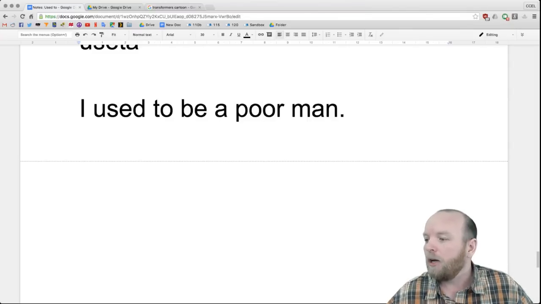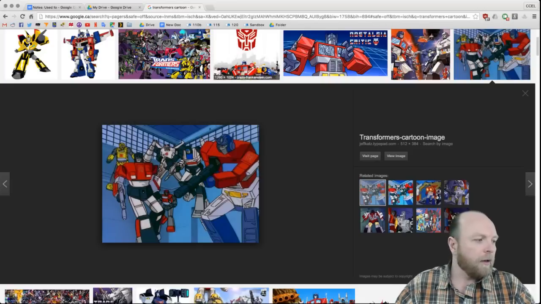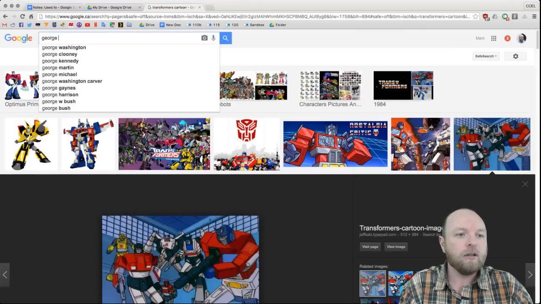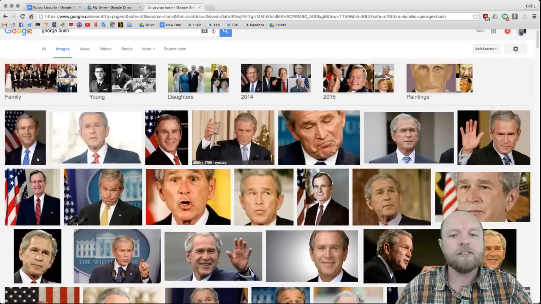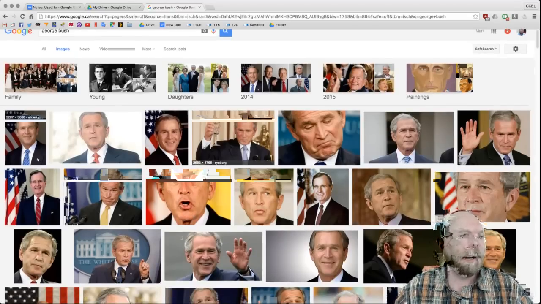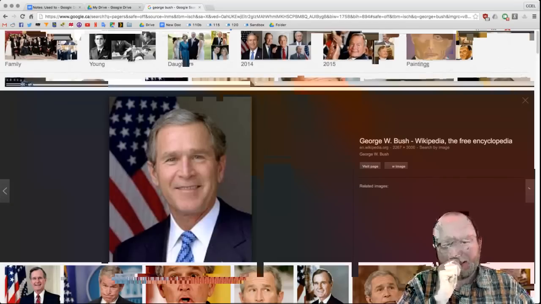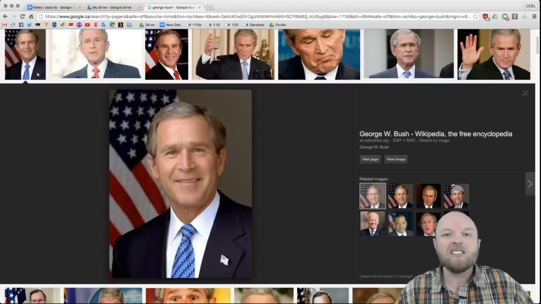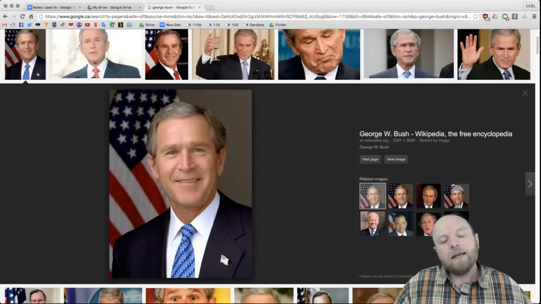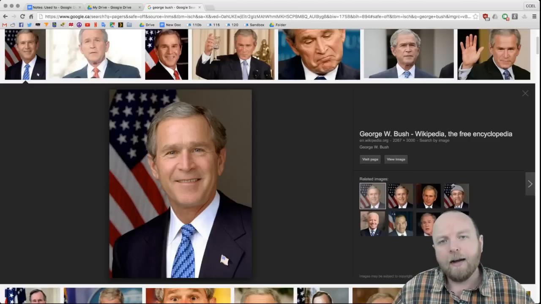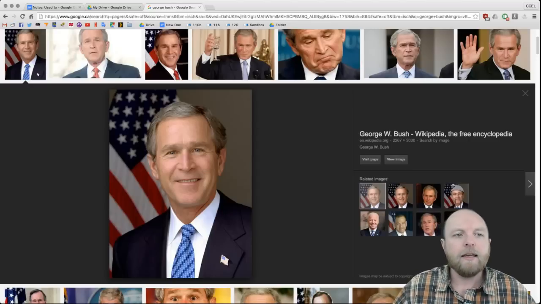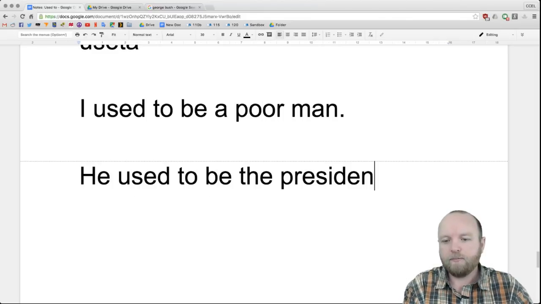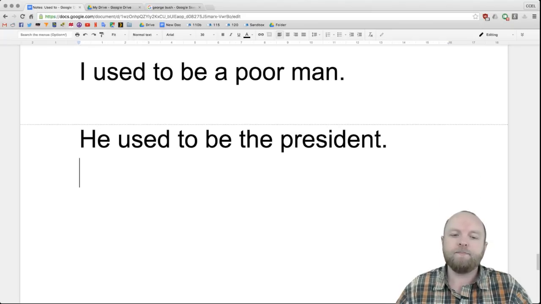He is rich. Okay, you guys can stop the examples. Thank you very much for all your examples. Let's look at George Bush. Do you know this guy? What can we say about George Bush? Who is this guy? Maybe somebody doesn't know who this guy is. Is he the president now? No. He used to be the president.